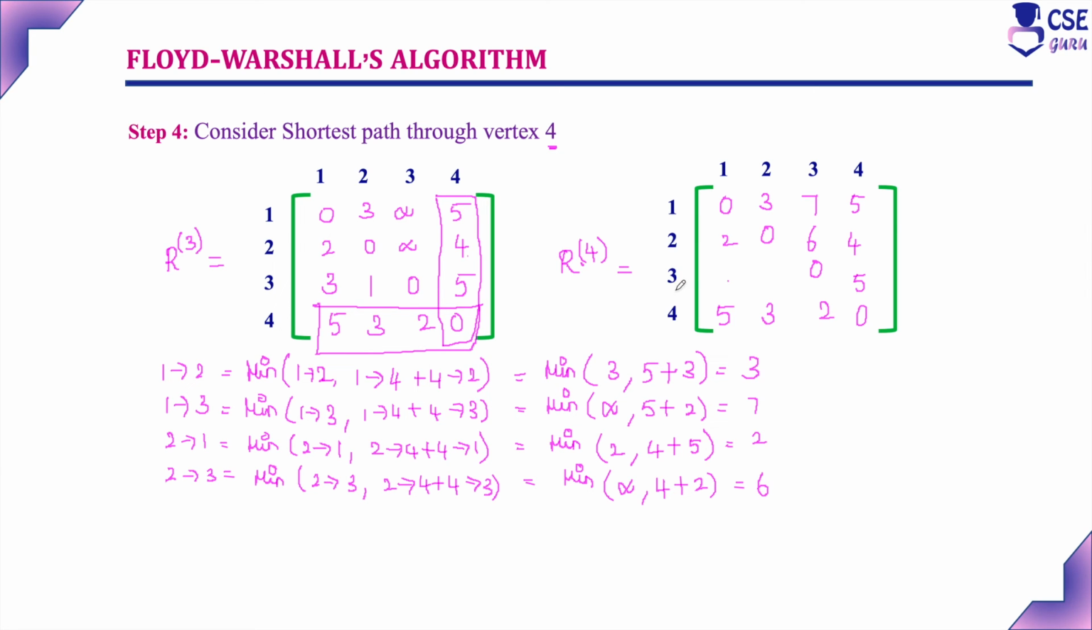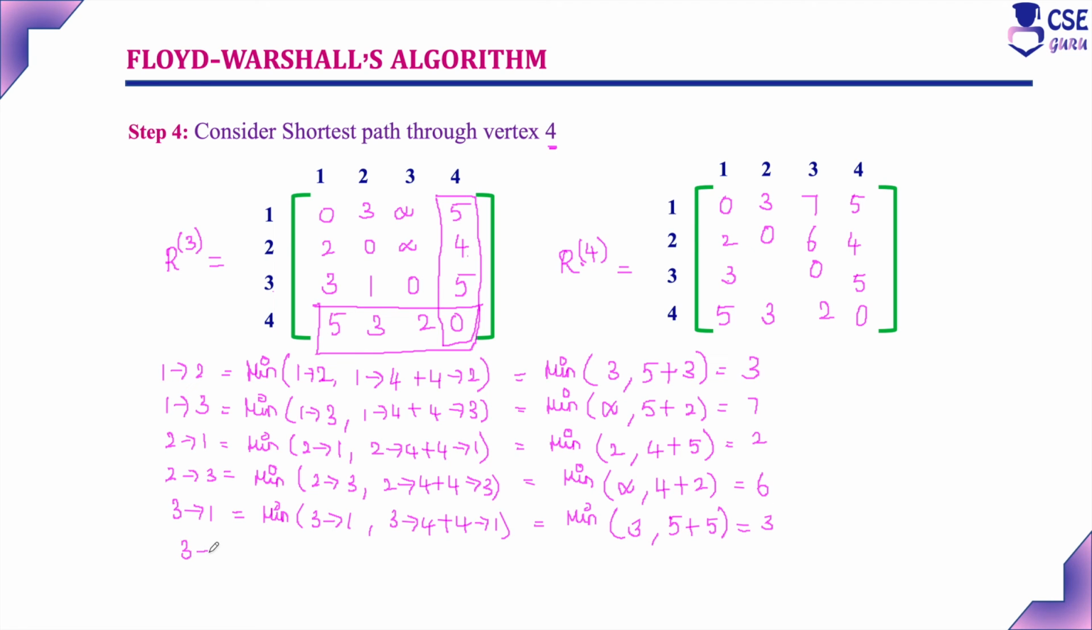Next is 3 to 1 and 3 to 2. So 3 to 1 is the minimum of 3 to 1 through the vertex 4. So 3 to 4 plus 4 to 1. So 3 to 1, already the distance is 3. And 3 to 4, the distance is 5, plus 4 to 1 is also 5. So we will get the minimum value as 3 only.